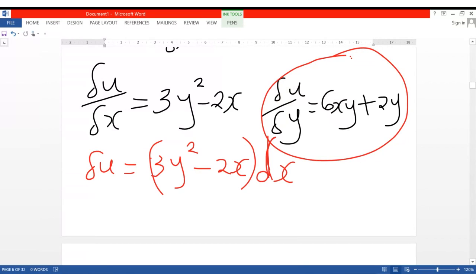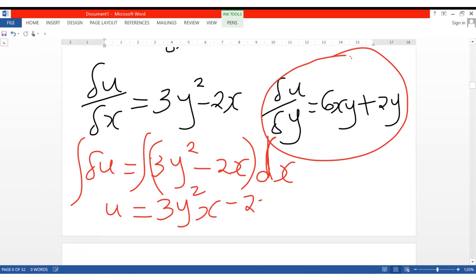So what I need to do now is to integrate both sides. On integrating du, I'll get u. Now, I'm integrating that one in terms of x, and we shall assume that y is a constant. So in the first function, there is no x, so it shall just remain with 3y squared x. The second one is an x, so I'll get 2x squared all over 2.